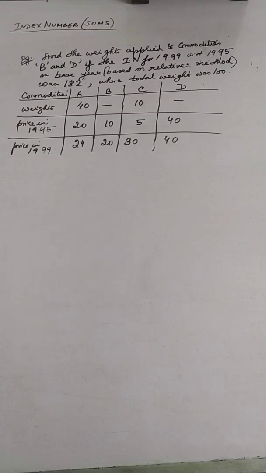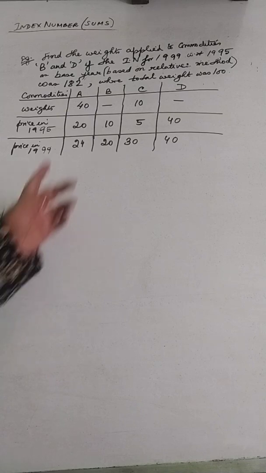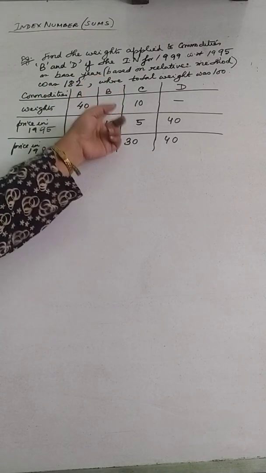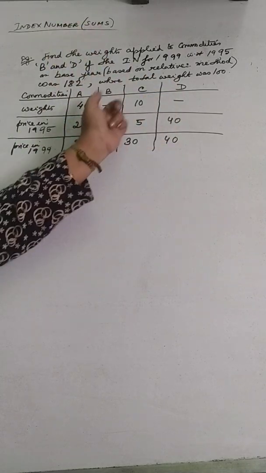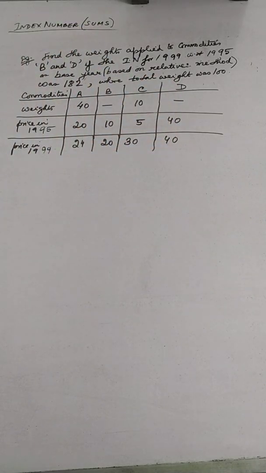Okay, this is the next question. Find the weights applied to the commodities B and D. Notice there is a weight gap over here for B and there is a gap over here for D. So this is what you have been asked to find. If the index number for 1999 with respect to 1995 as based year, which was based on relatives method, was 182. Okay, index number is 182 and the total weight is 100.